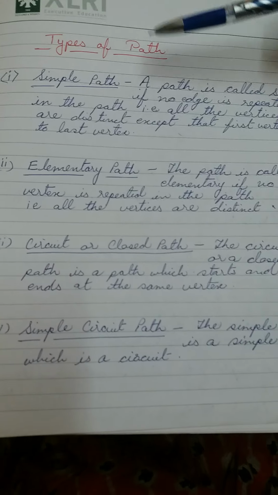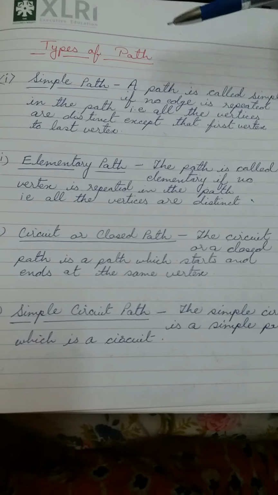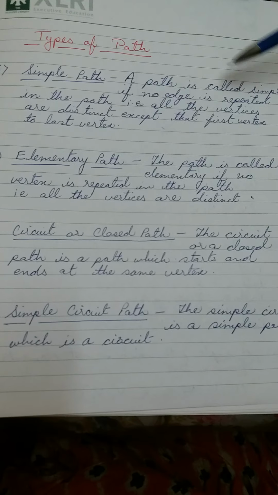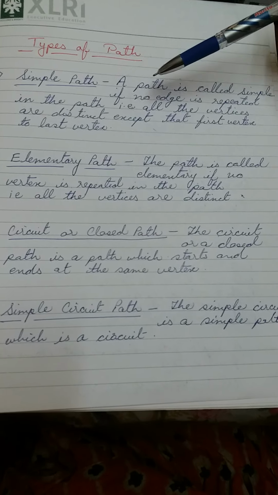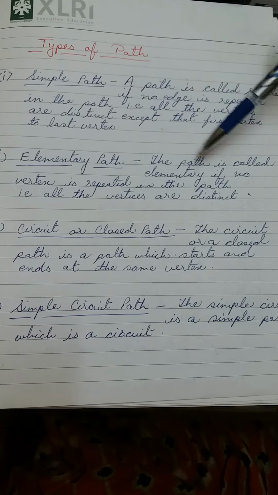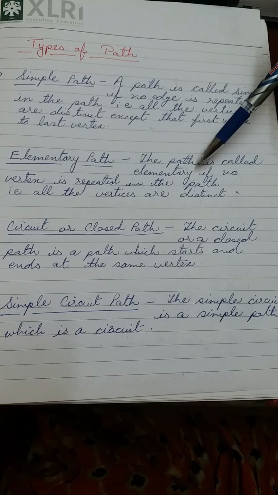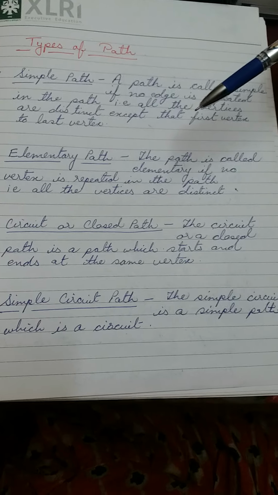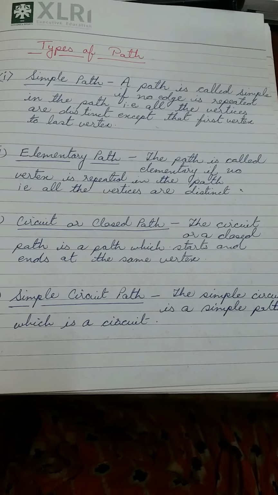First one is simple path. In a simple path, no edge is repeated. That is, all the vertices are distinct except the first vertex and the last vertex. Next one is elementary path. In an elementary path, no vertex is repeated in the path. All the vertices should be distinct.